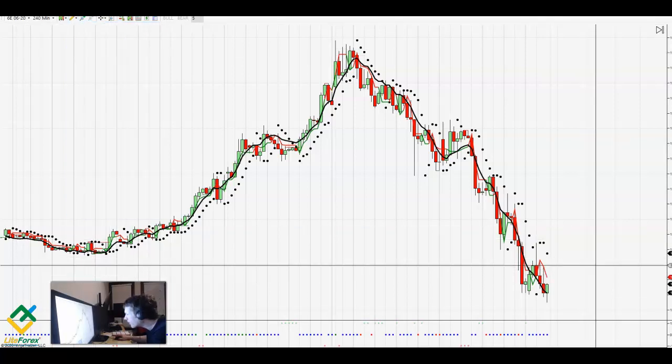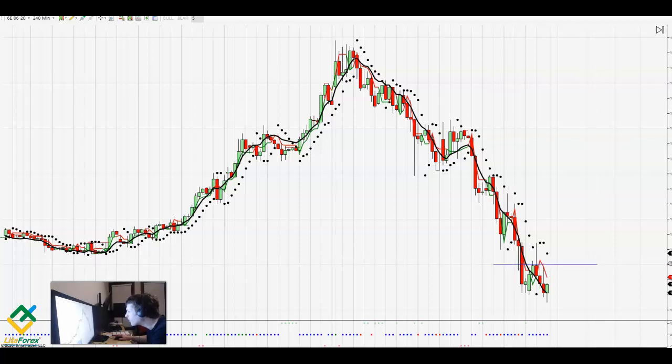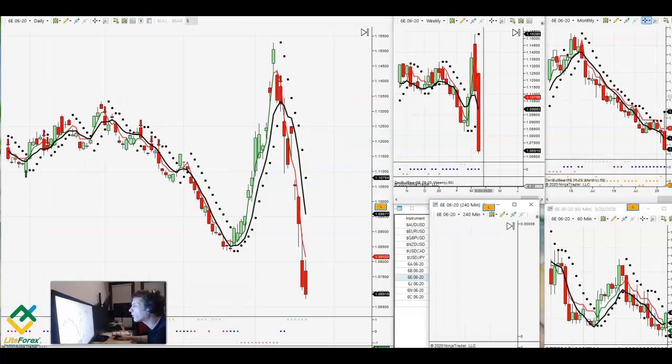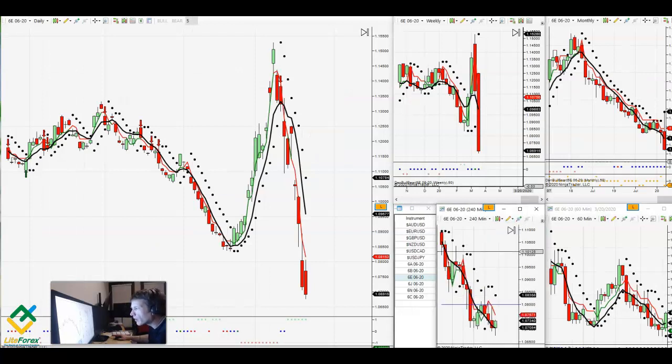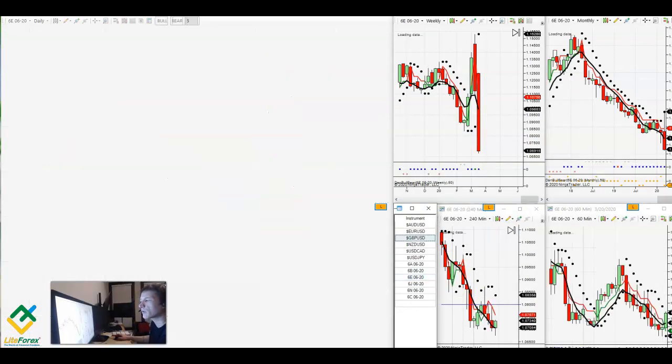So let's see if it can break above 1.08. That would be an important price to break. Okay, let's take a look at the pound USD.